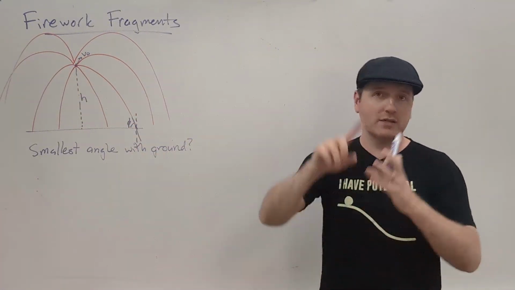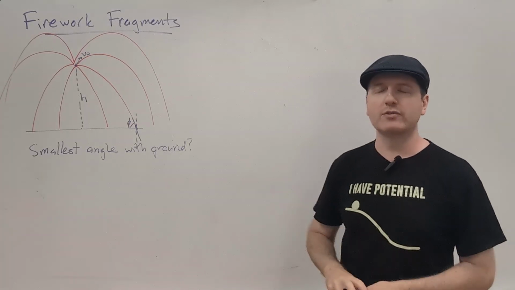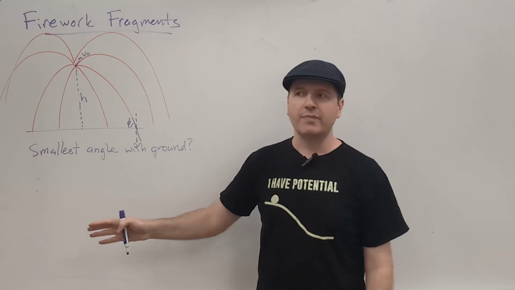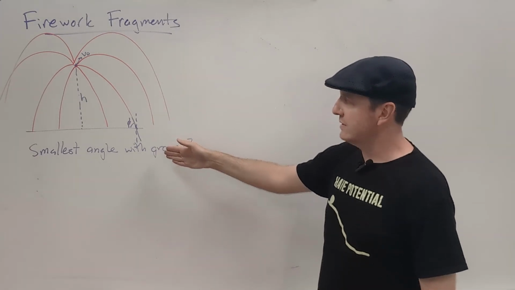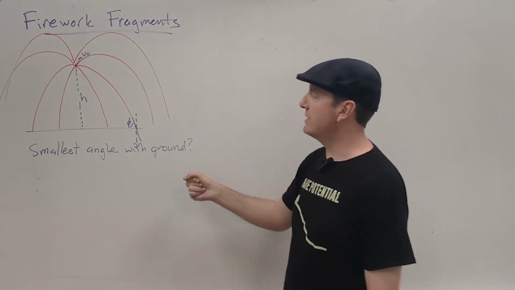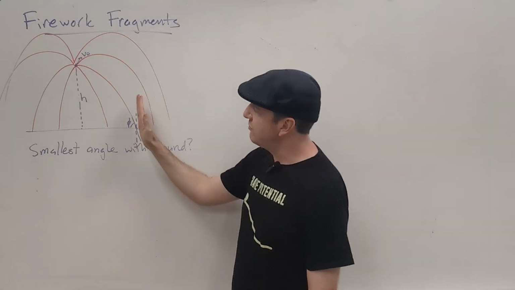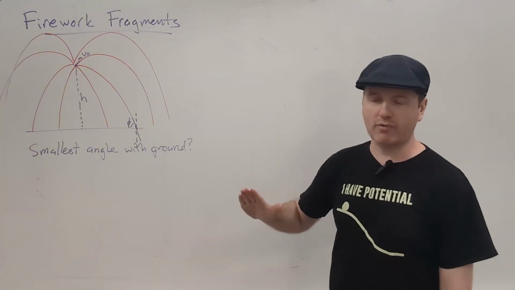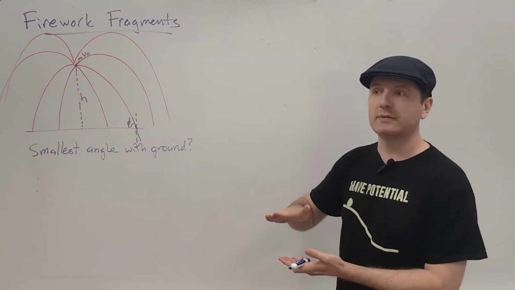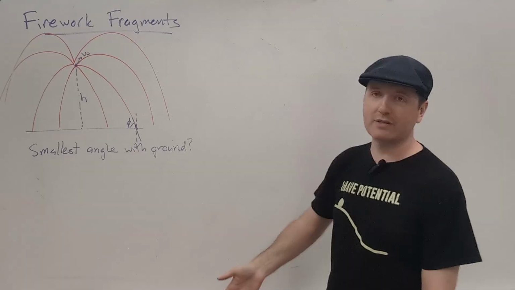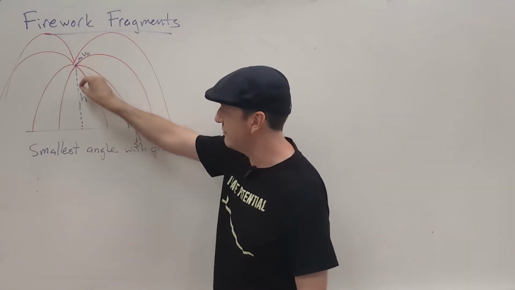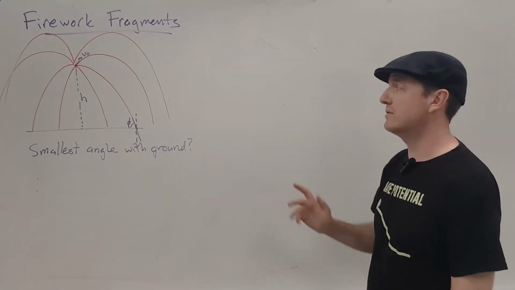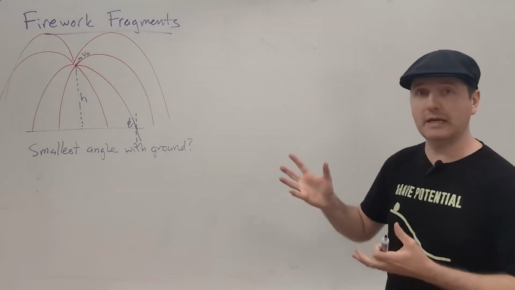Some are going straight back down, some are going straight back up, all different angles, all different sides. And then all these little fragments fall to the ground, and they all impact the ground. And our question here is, what is the smallest angle that a firework fragment would impact the ground with respect to the ground? Obviously, the smallest angle with respect to the vertical is 0 for the ones that fall straight down. I'm interested in the smallest angle with respect to the horizontal, and that's not necessarily obvious right off the bat.